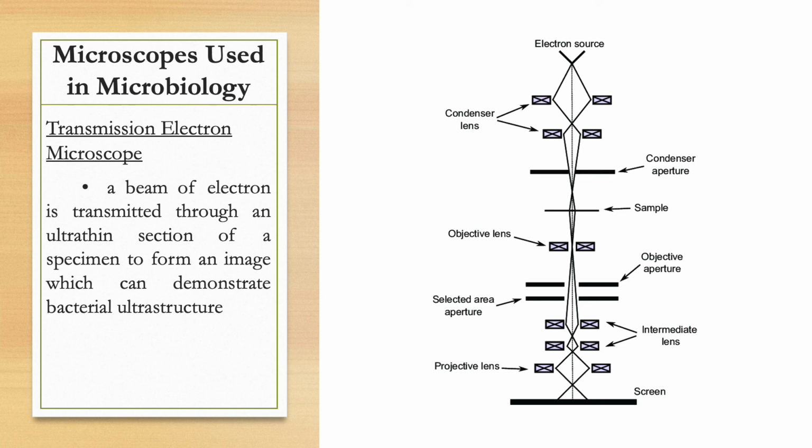Now, we measure how close or how small the objects under the microscope can be seen in what is known as resolving power. So that is the ability of the microscope to distinguish two close images as being separate. Now, your transmission electron microscope, or TEM, has a resolving power of 0.001 micrometers, which is about 200 times greater than the bright field microscope.